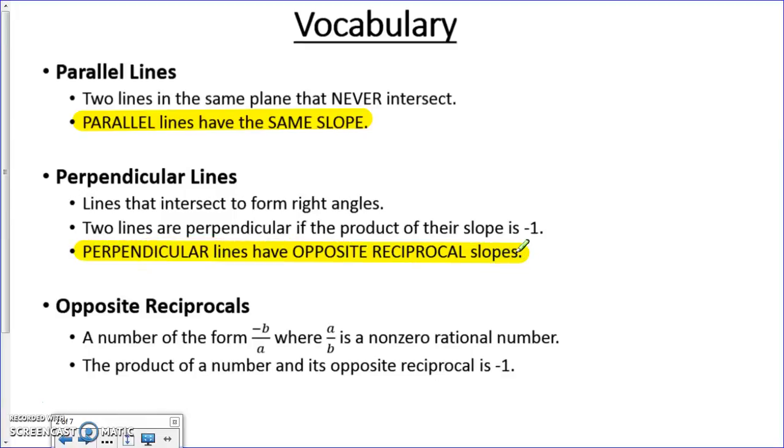Opposite reciprocals: a number of the form -b over a, where a over b is a non-zero rational number. The product of a number and its opposite reciprocal is -1.